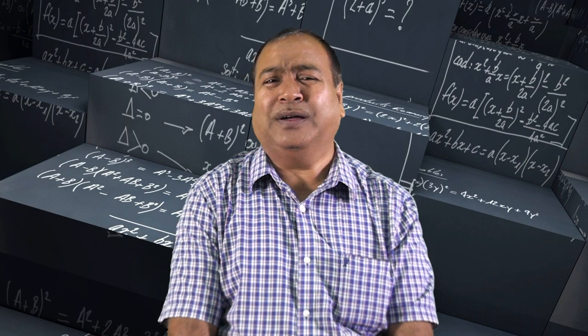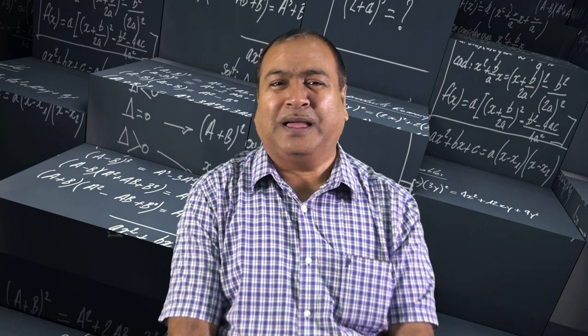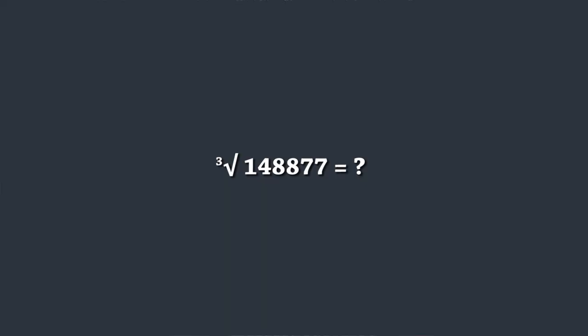Is it interesting? Okay, let us take one more example. Now, 148,877, which is again a 6-digit number. Let us observe the following steps in this case. Step 1. Let us make the given digits into two groups. First group contains 148. Second group contains 877. Step 2. The unit's place in 877 is 7, and therefore the unit's place in the answer must be 3.